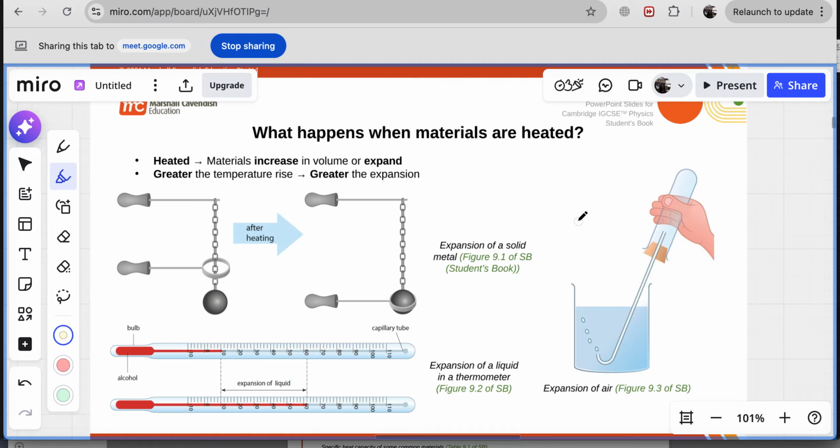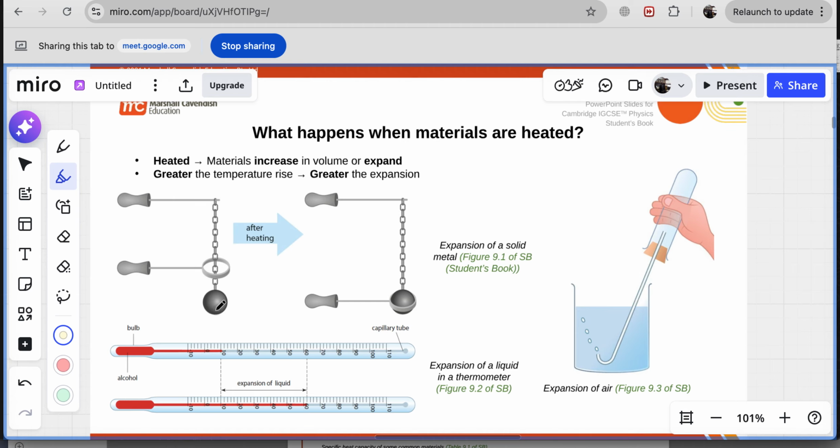That is what we call expansion, when materials increase in volume when they are heated. That increase in volume is what we call expansion. Another thing that happens when they are heated is that the greater the temperature rise, the greater the expansion. For example, if you heat something from 50 degrees Celsius to 80 degrees Celsius, compared to the same metal heated by 100 degrees Celsius, the expansion will double, because you've doubled the temperature rise that has happened to the metal.